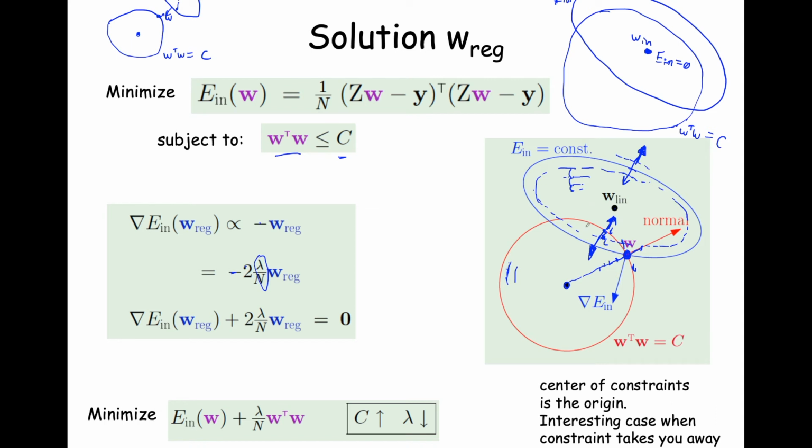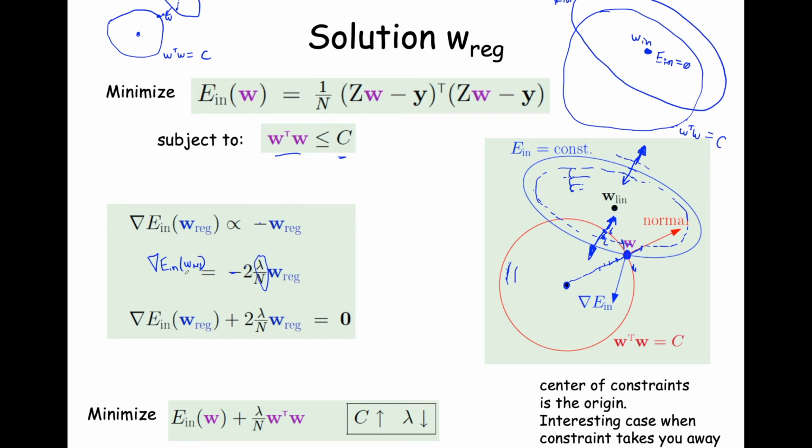We're making the assumption that the gradient of En, the in-sample error, is going to be in the opposite direction of W reg, right? So this is the gradient of En, it goes in that direction, and W reg is going to be in this direction. Okay? All right. So we take this expression and do a little bit of math. The gradient of En at the regularized regression solution is going to be equal to minus 2 lambda upon n W reg.